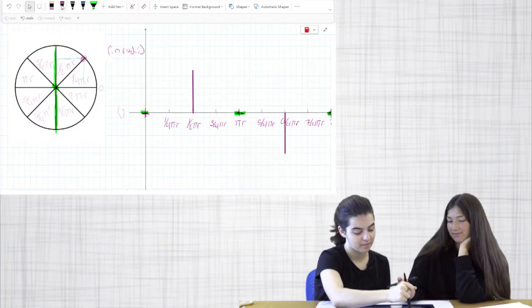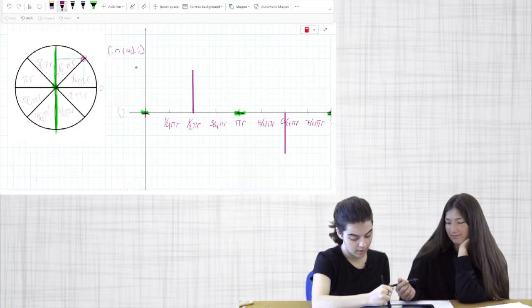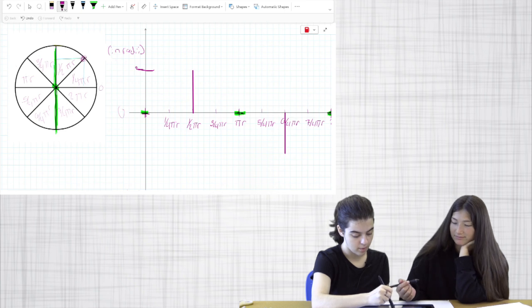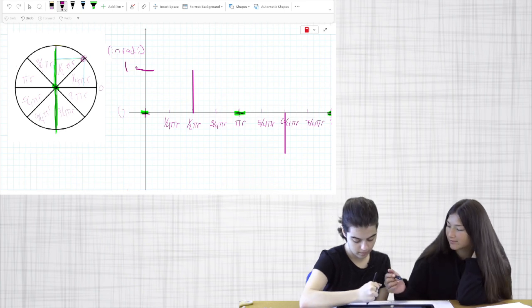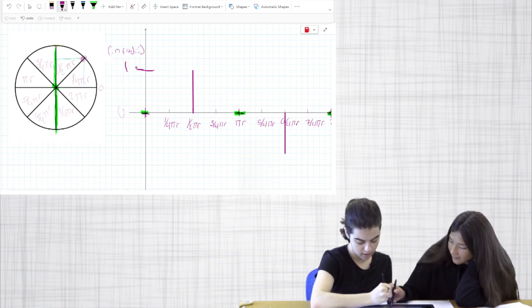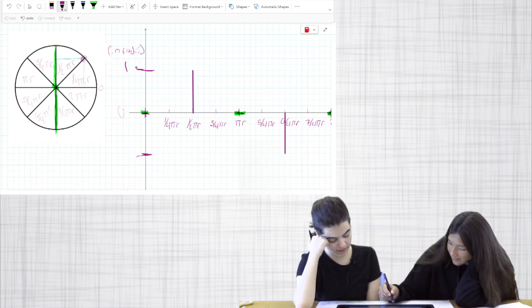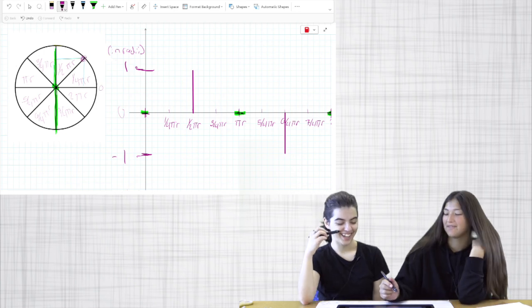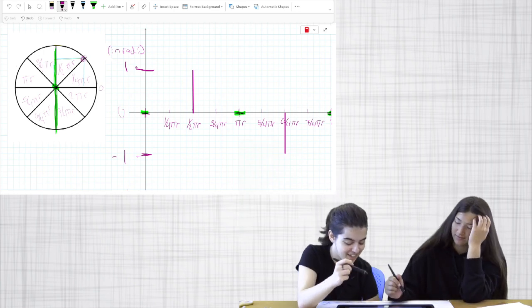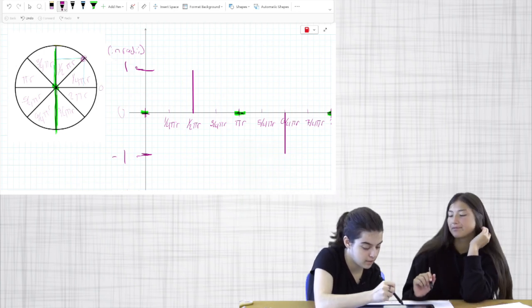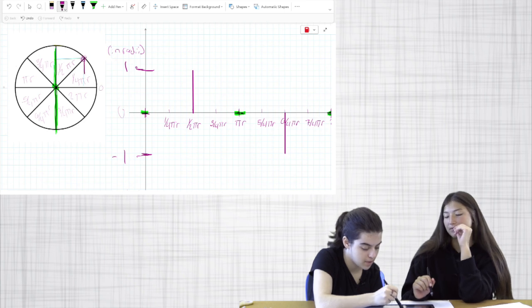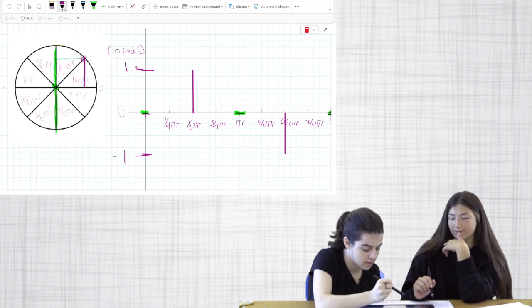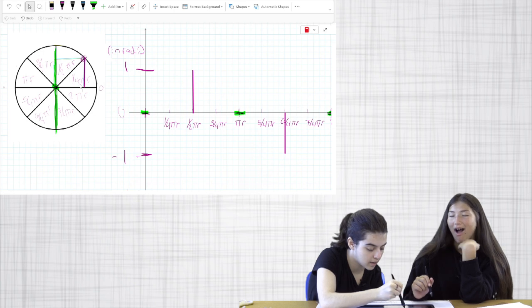And then this is 1 there. That's -1. That's really ugly. It's okay. And then what we can do now is do the same here. Oh, yeah. Why didn't we think of this before? You're so smart.